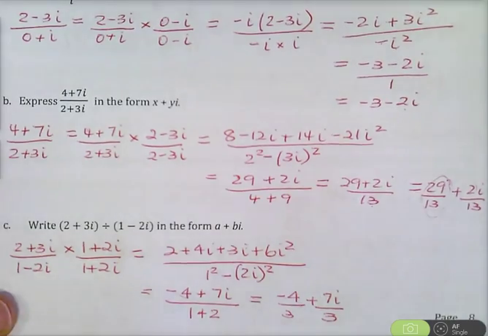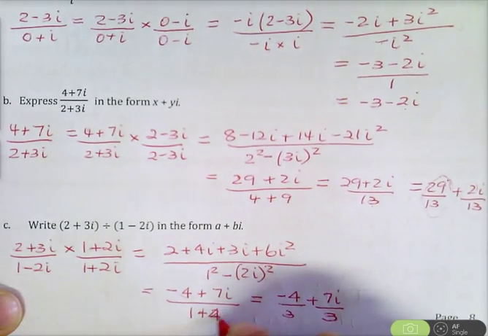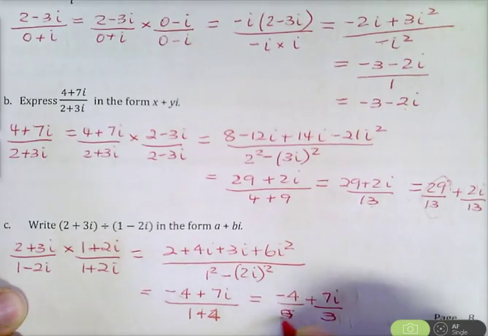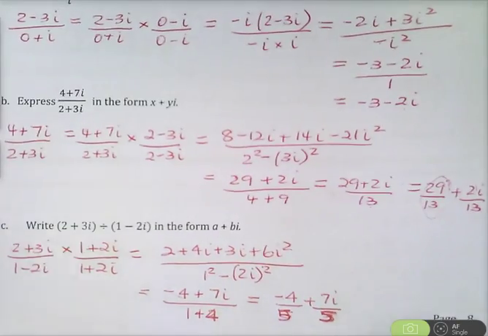Mistake there, you've probably already picked it up. We've got 1 minus 4i squared, which is 1 plus 4. So 1 plus 4 is 5. So the solution is negative 4 over 5 plus 7i over 5. So just fixing that up, please.